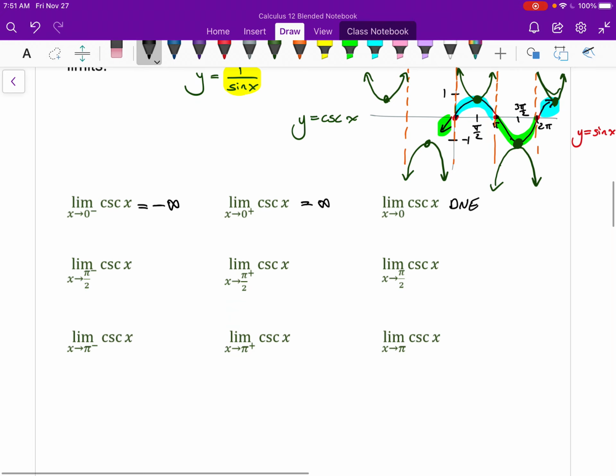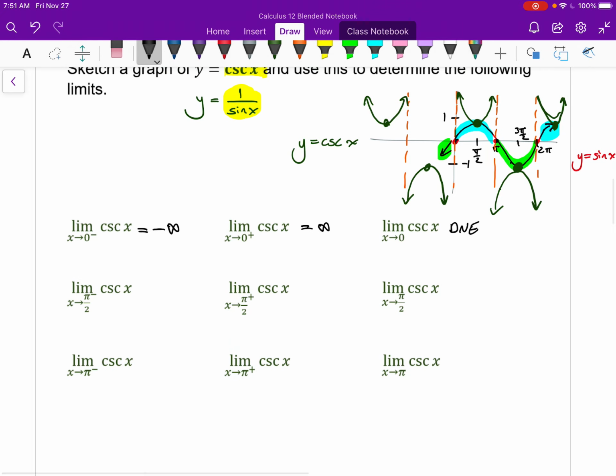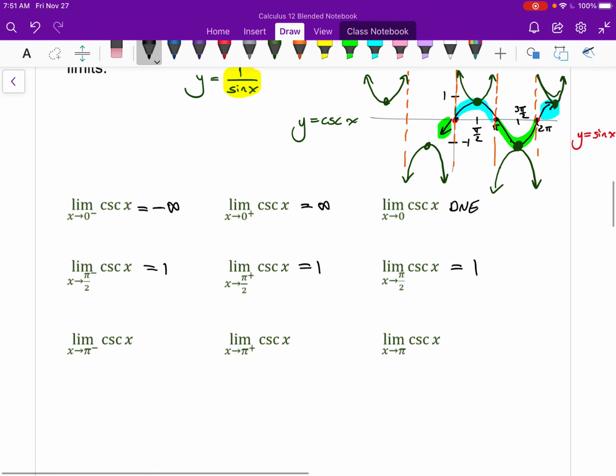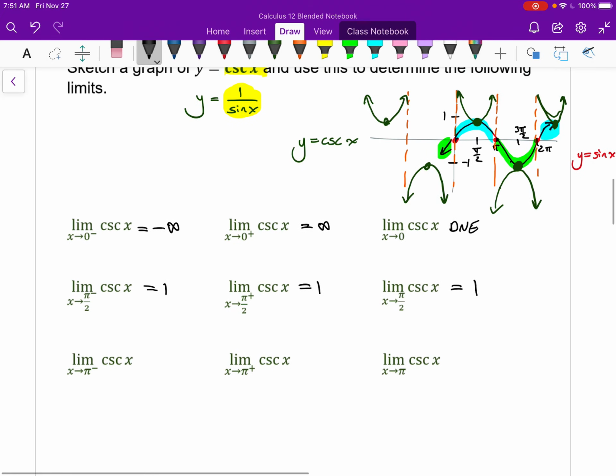exist. OK, what as I approach pi over 2? As I approach from the left, it equals 1. As I approach from the right, it equals 1. So as I approach pi over 2, it equals 1. And finally, when I approach pi, which I can just see on my graph, as I approach from the left, it equals positive infinity. As I approach from the right, it's -infinity. And therefore, they're not the same, does not exist.